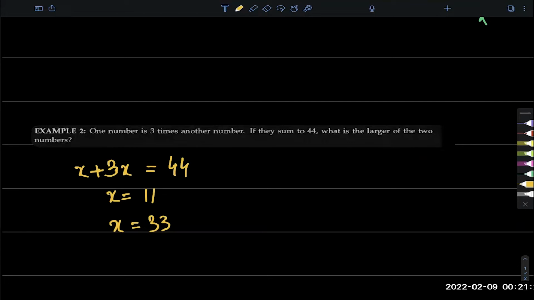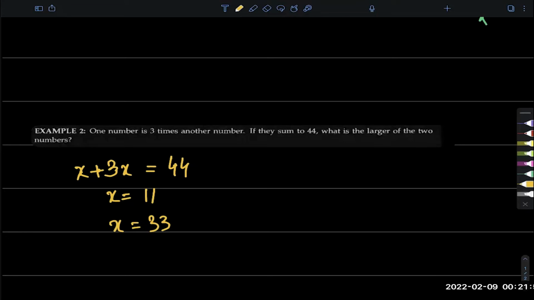Moise, they're saying one number is 3 times another number. So one number, whatever it is, is 3 times another number. So one number is x, the other one is 3x. Now, if they sum to 44, which means if I add them, I get 44. What's the larger of the two? The smaller is x. When I add them, I get 11 as x. So 3 times that is 33.